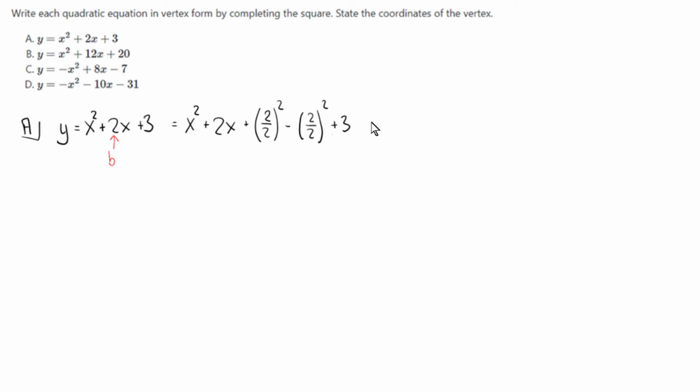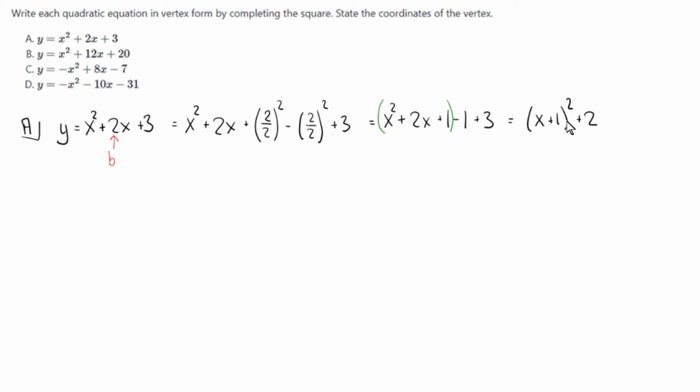So if we evaluate this, we're going to get x squared plus 2x plus 1 minus 1 plus 3. Now at this point, the first three terms, x squared plus 2x plus 1, make a perfect square trinomial. We can factor this trinomial as follows. We can get x plus 1 squared. That's factoring the perfect square trinomial. And then we just have minus 1 plus 3, which is plus 2.